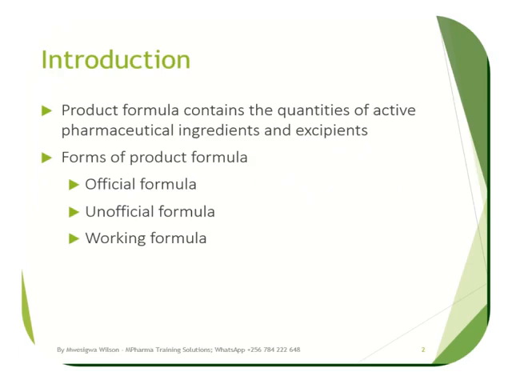So, what is a product formula? We already discussed dosage forms and what they contain. A product formula contains the quantities of the active ingredients, or the active pharmaceutical ingredients, and their excipients. It specifies the type of the active ingredient, the type of the excipients, plus the respective quantities. And for the product formula, we can have official, unofficial, and also the working formula. All these are important in pharmacy.